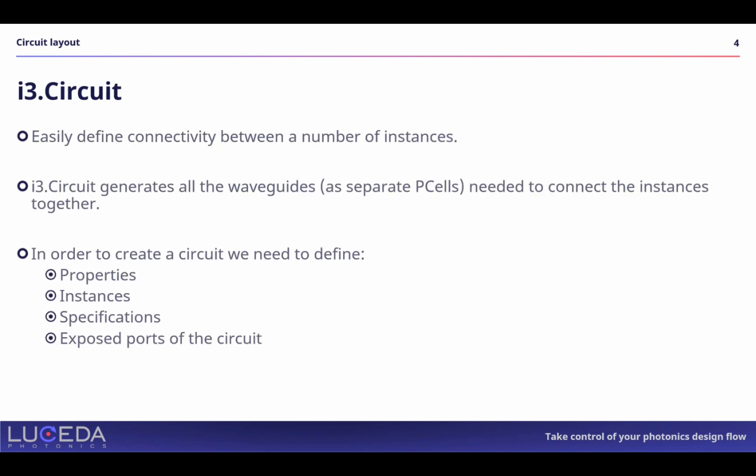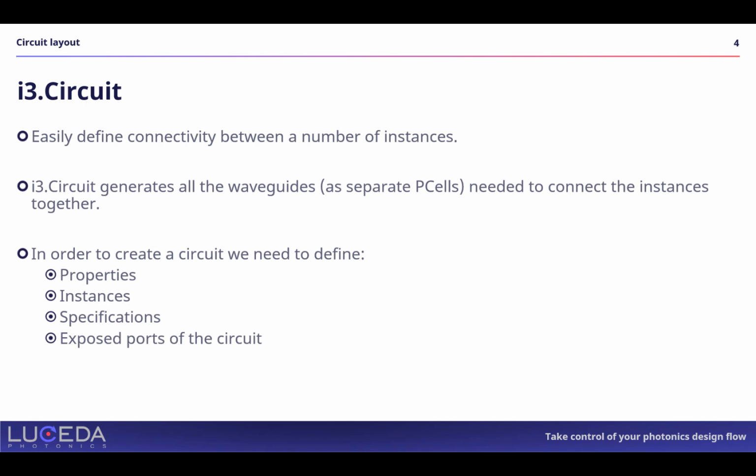We will start by using a simple way to build circuits in IPKISS, which is using i3.circuit, which is a Python class included in IPKISS. By defining instances of the class, we can effortlessly construct the circuit and seamlessly establish connections between these instances. i3.circuit automatically generates all the waveguides required to link these instances.